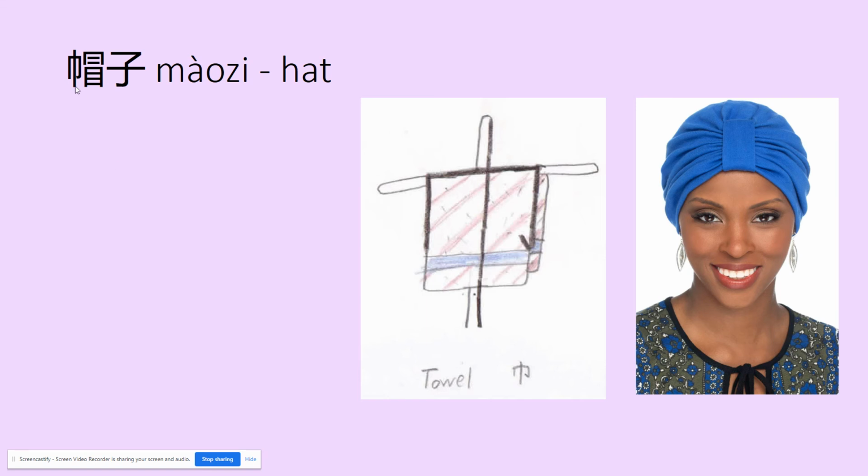Maozi for hat starts with the towel radical because the original hats were turbans, right? And then it has an I with a modified shape above it to indicate the hat.